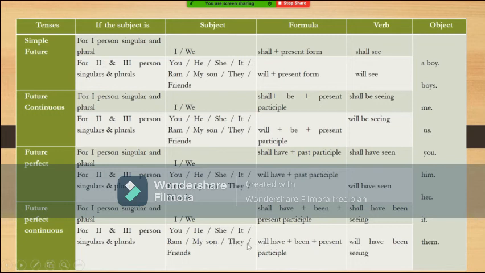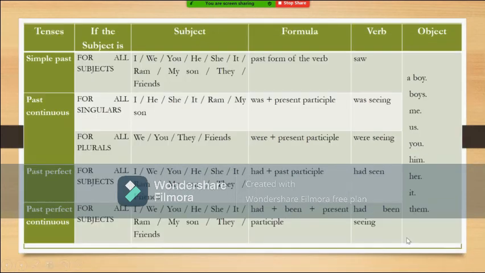For all other subjects, that is except I and we, we have to use will have. Will have indicates future, and been, past participle form of the verb be, indicates perfect, and seeing, present participle of the verb see, for future perfect continuous: will have been or shall have been seeing. Now let us start from the present.